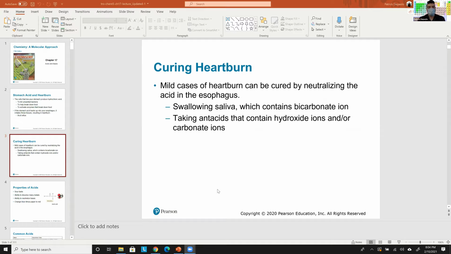And we have a good question here. So why do certain foods cause heartburn? Because they are evil and they hate me. Okay, that works. That's a good answer.